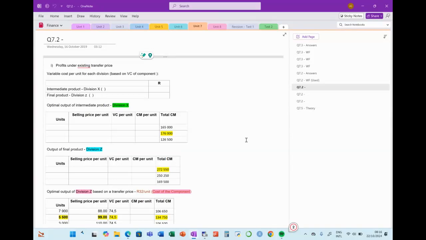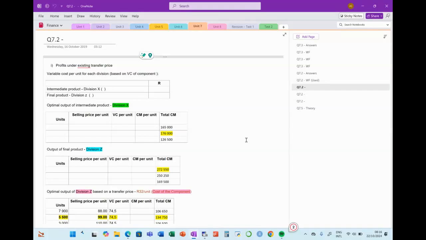The manager of Division Z is disputing the method used to determine the transfer price of the component. The manager believes that the transfer price should be calculated as a variable cost plus an agreed markup. In light of this, head office undertook an investigation of the relationship between demand and selling price of each division. The findings are as follows.